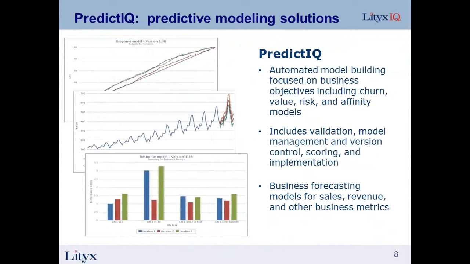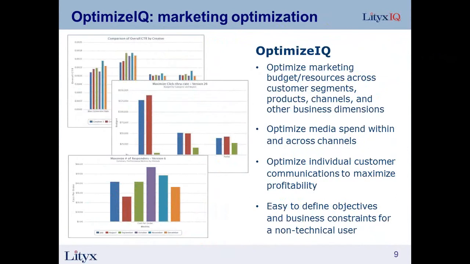PredictIQ is our automated predictive modeling solution. It's focused on building models using business language, but also lets advanced users tweak settings and parameters in advanced algorithms, and easily set up things like large bake-offs. Most of the things that make predictive modeling hard using other tools or classic tools are automatically done for the user in PredictIQ, so things like model validation, performance metric computation, model comparison, version control, and even model implementation. Very easy to do in PredictIQ.